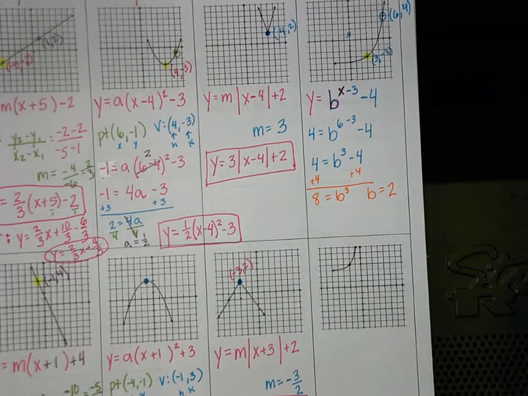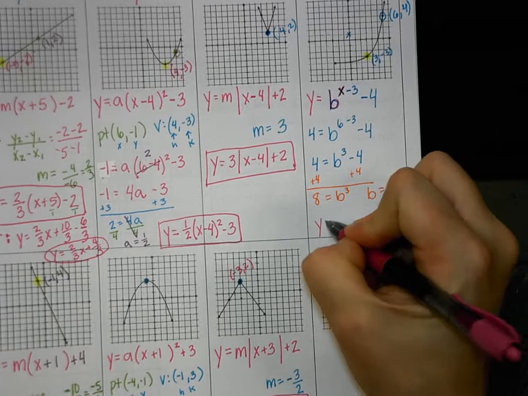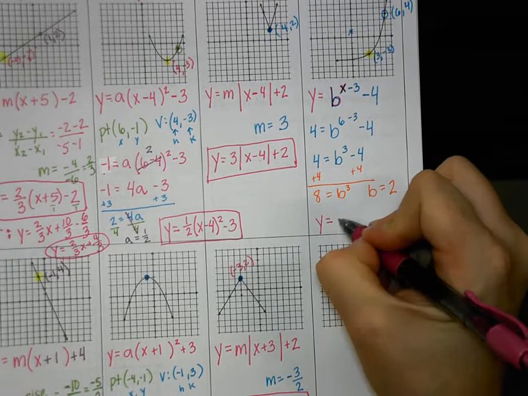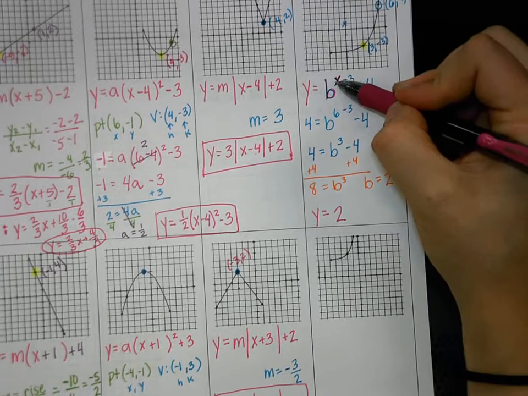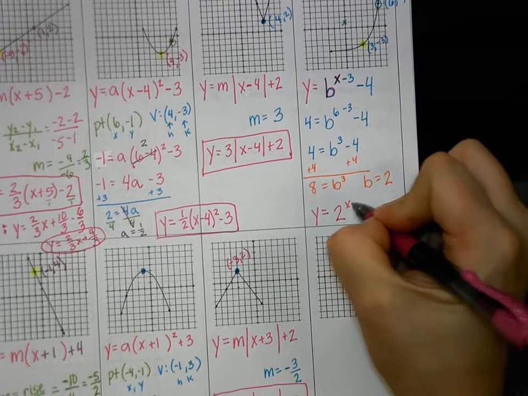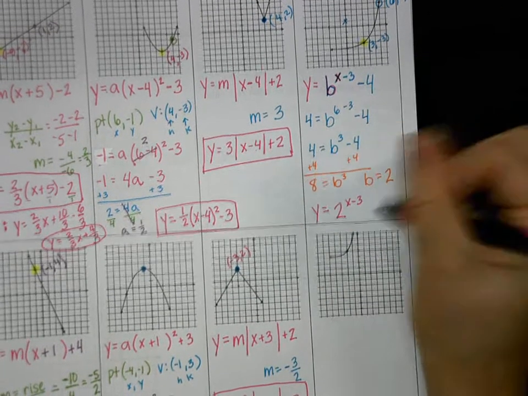So when I write my equation, I want to fill in my b value of 2. My translation shows me 3 to the right, so x minus 3, and down 4, so minus 4 at the end.